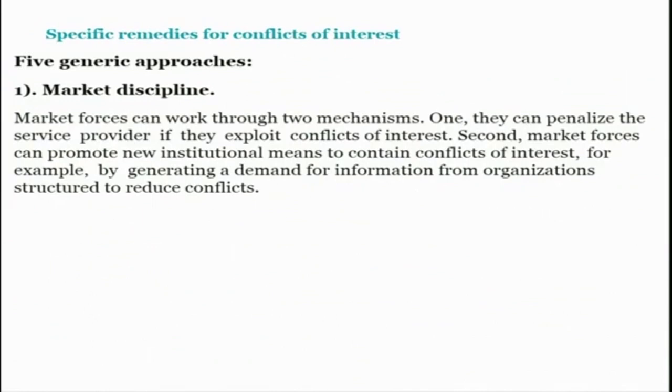Let us see what remedies can be used to reduce this conflict of interest. There have been five generic approaches, in fact more than that. So let us discuss the main five generic approaches.